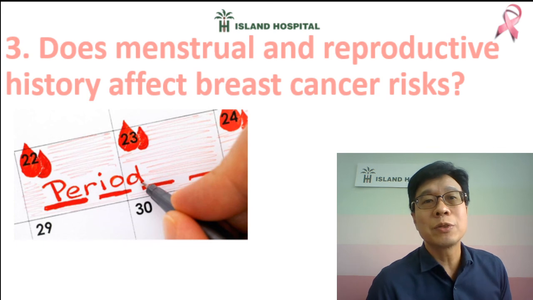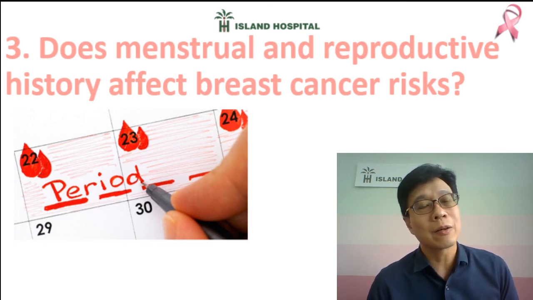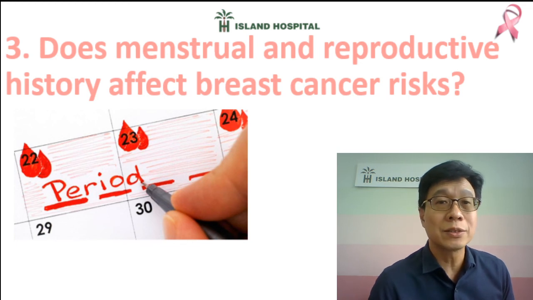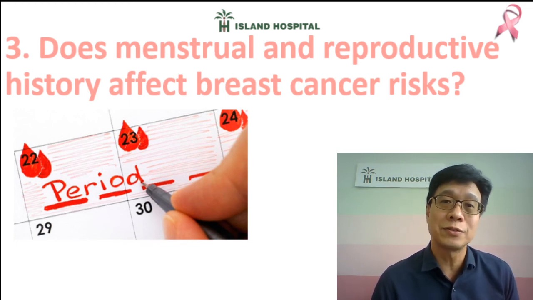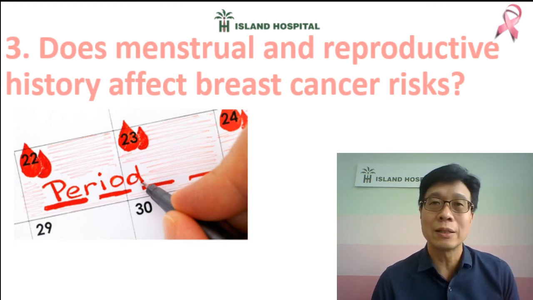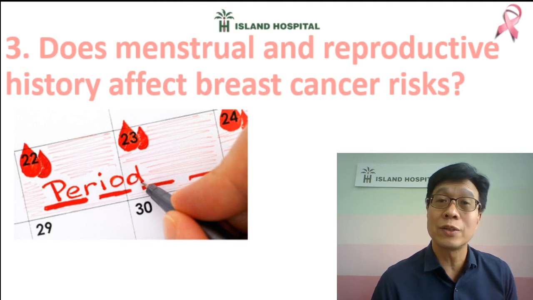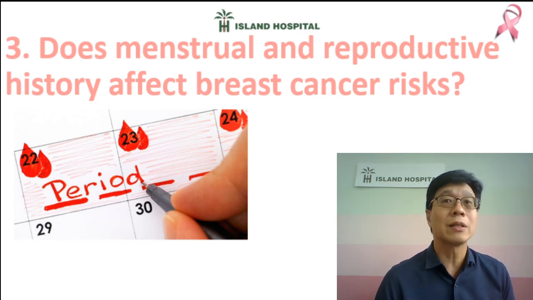Does menstrual and reproductive history affect breast cancer risk? I've talked about the menstrual history. The length of menstrual history does affect. Reproductive history, yes. If somebody has the earlier the age of the first live birth, then the lower the risk.